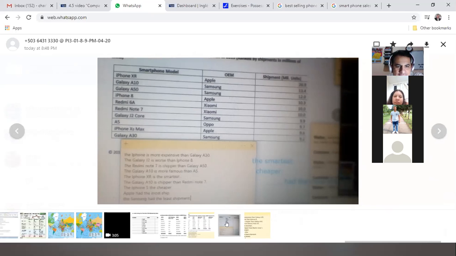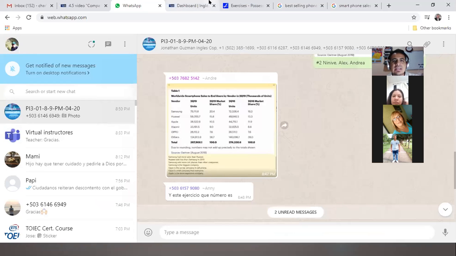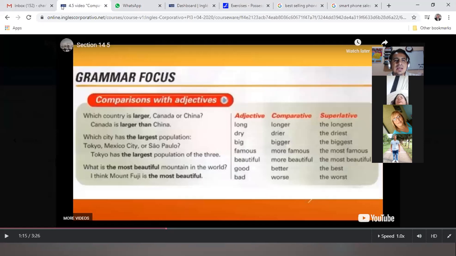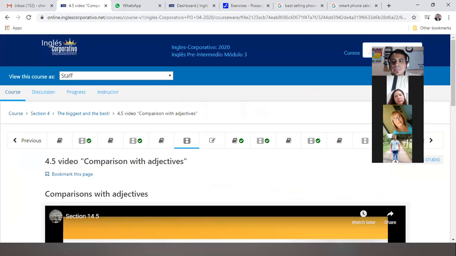Very good. And the Apple had the most ship. ¿Qué faltó allí? Shipment. Very good. Apple had the most shipment. You forgot, the Samsung had the least shipment. Excellent, good job. Okay, and this is difficult. This is kind of difficult, right? When you're interpreting information like this. But very good, good job for using the comparative superlatives. I think que más adelante, en otros niveles más avanzados, van a ver esto otra vez. All right, excellent, good job.